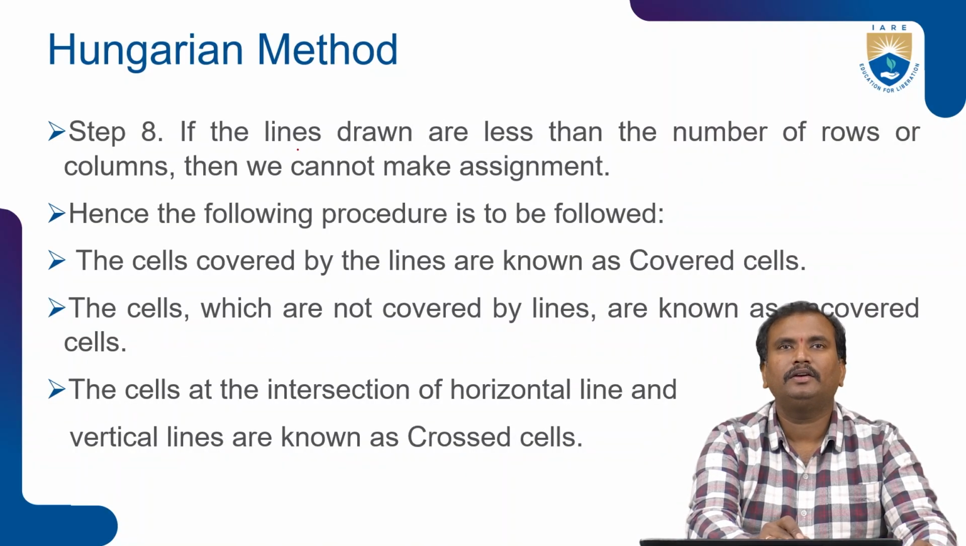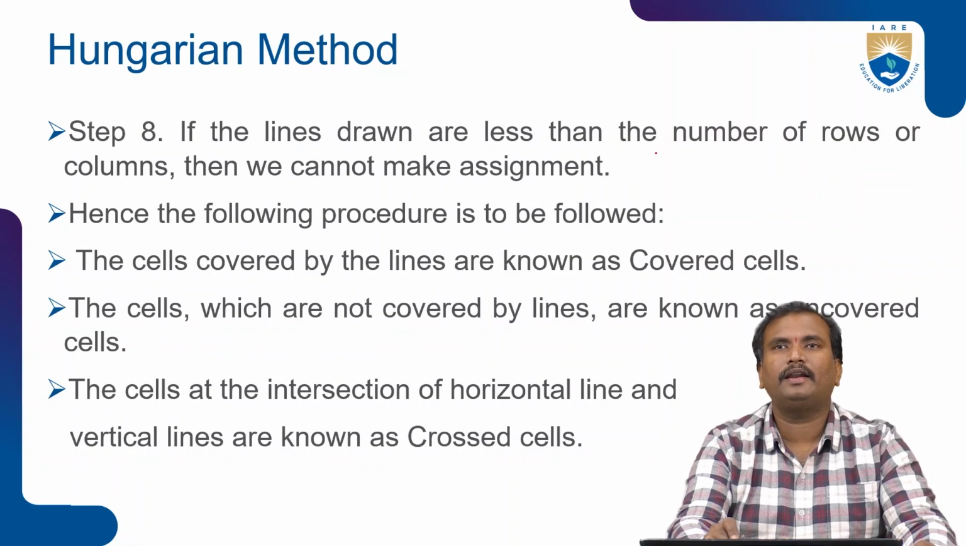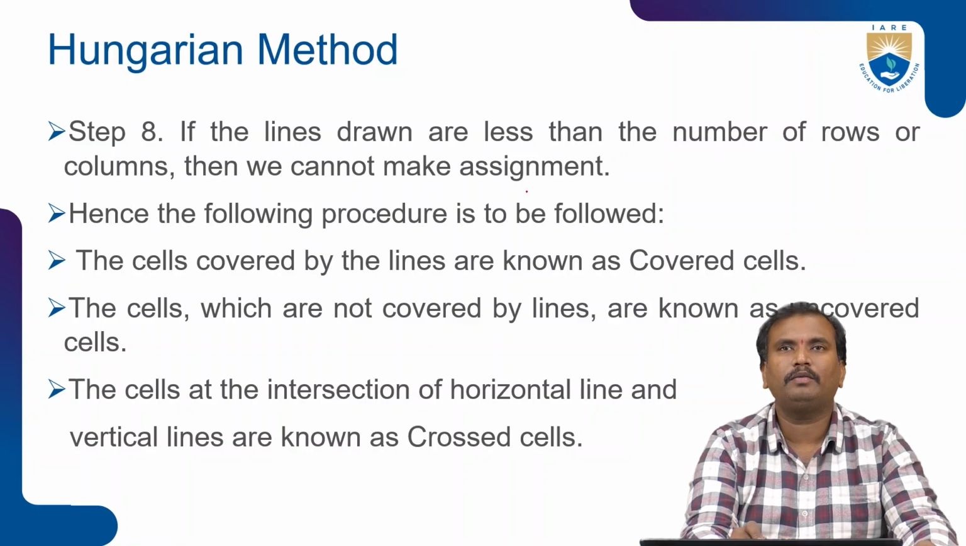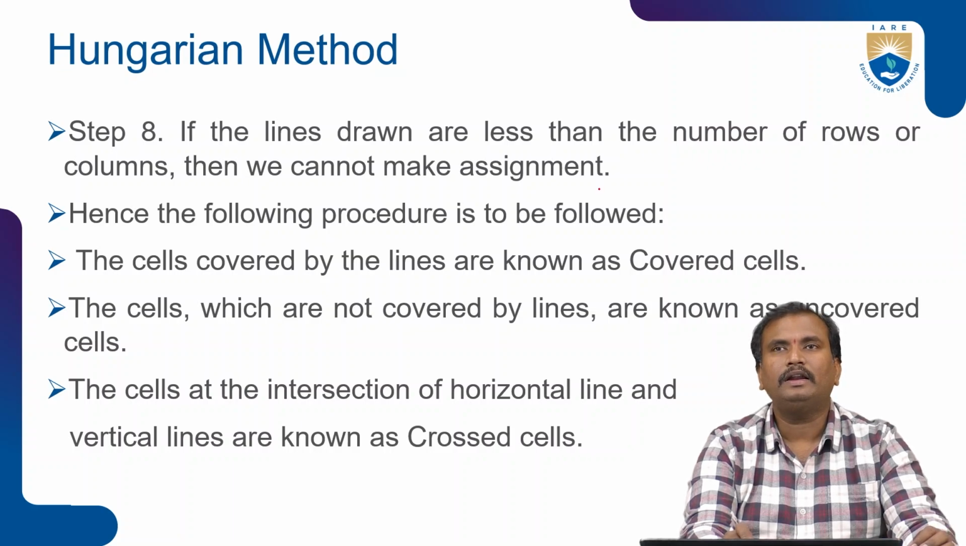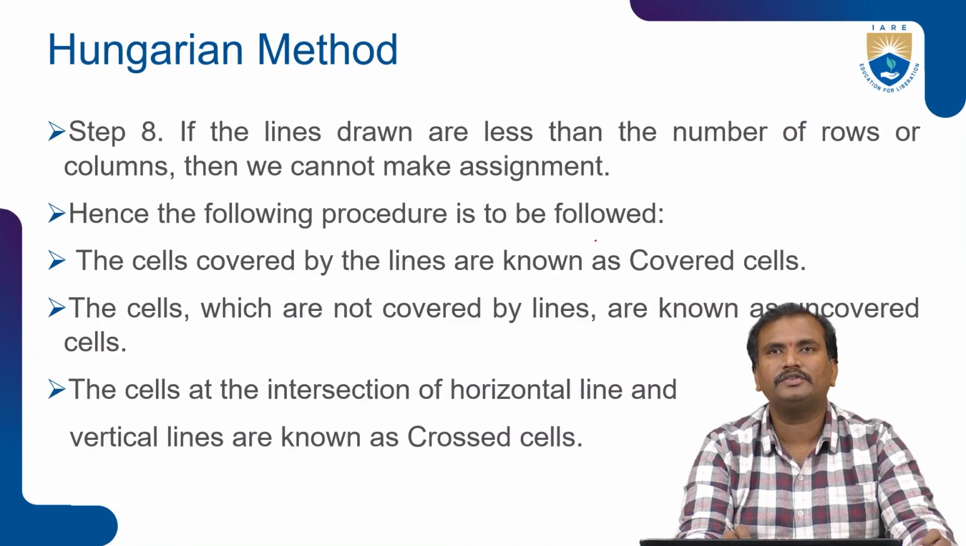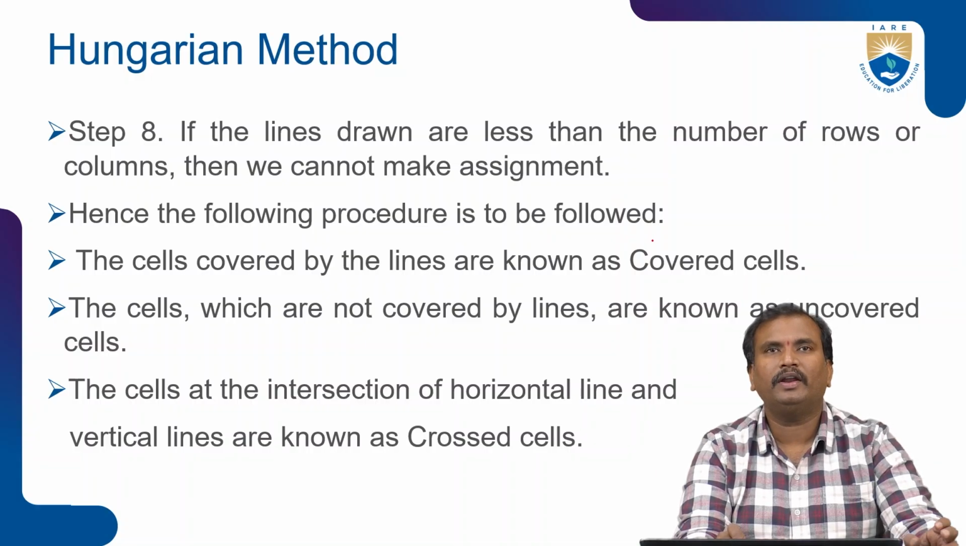This situation is known as a tie in the assignment problem. And step 8, if the lines drawn are less than the number of rows or columns, then we cannot make the assignment. Hence the following procedure is to be followed in that case.